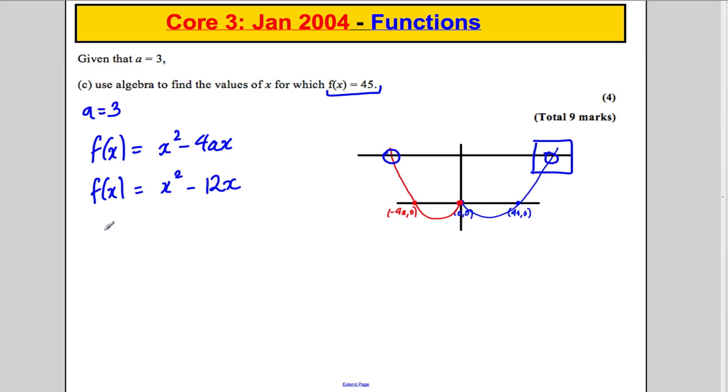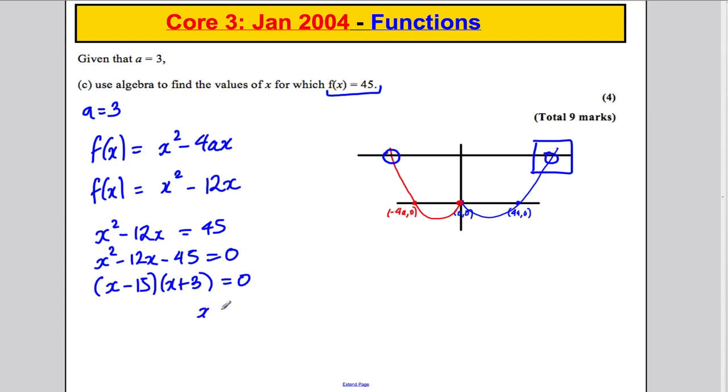So what we can solve is x squared subtract 12x, this branch, is equal to 45. Subtract 45 off both sides. Factorize, so you would get x subtract 15, x plus 3 is 0. So you would get x is 15 or x is negative 3.